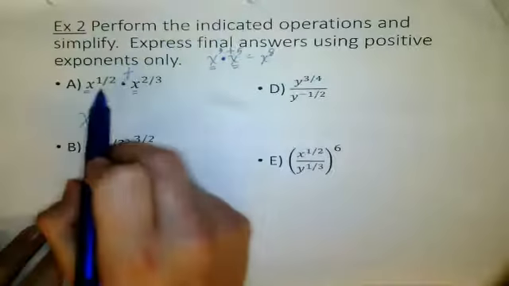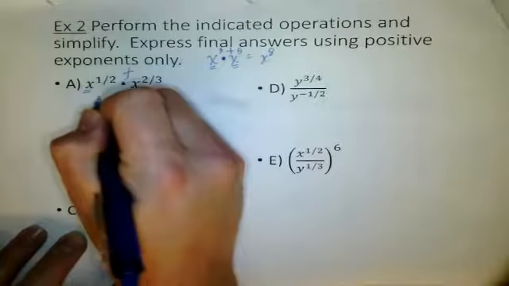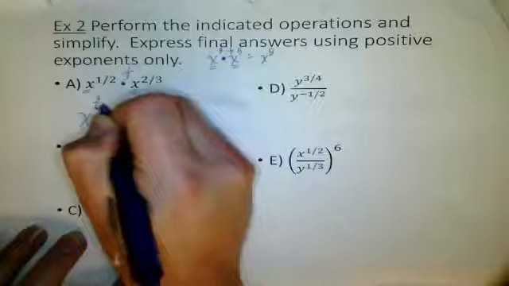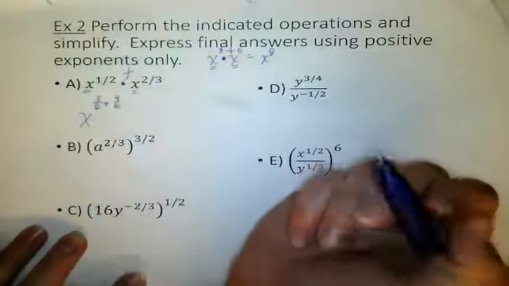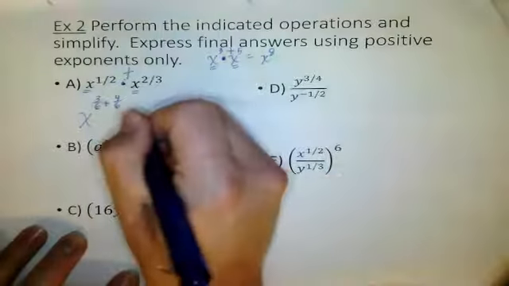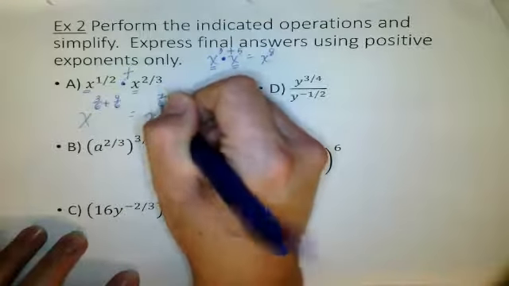Okay. 1/2 plus 2/3. What's the common denominator? 6. So that would be 3/6 plus 4/6, which would give me x to the 7/6.